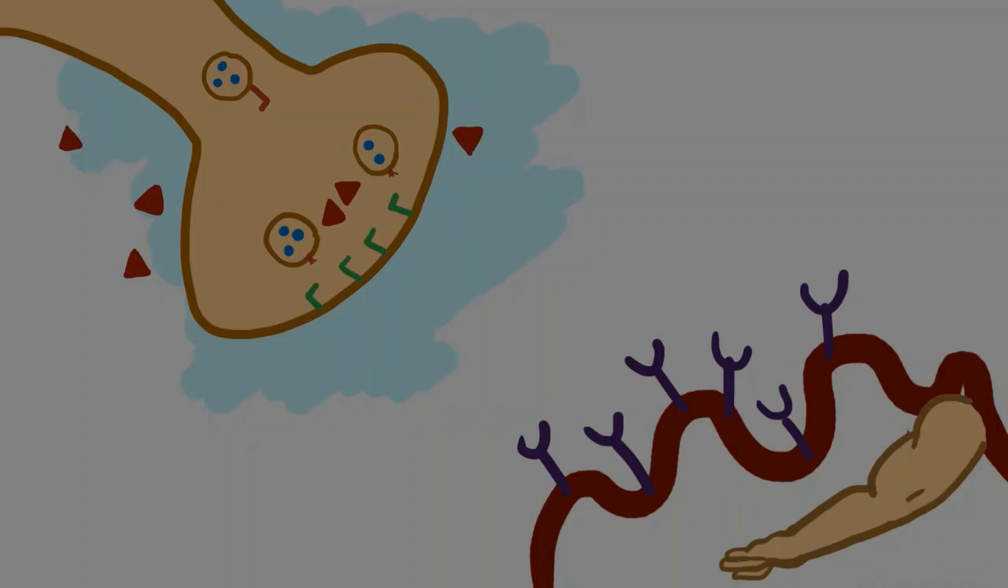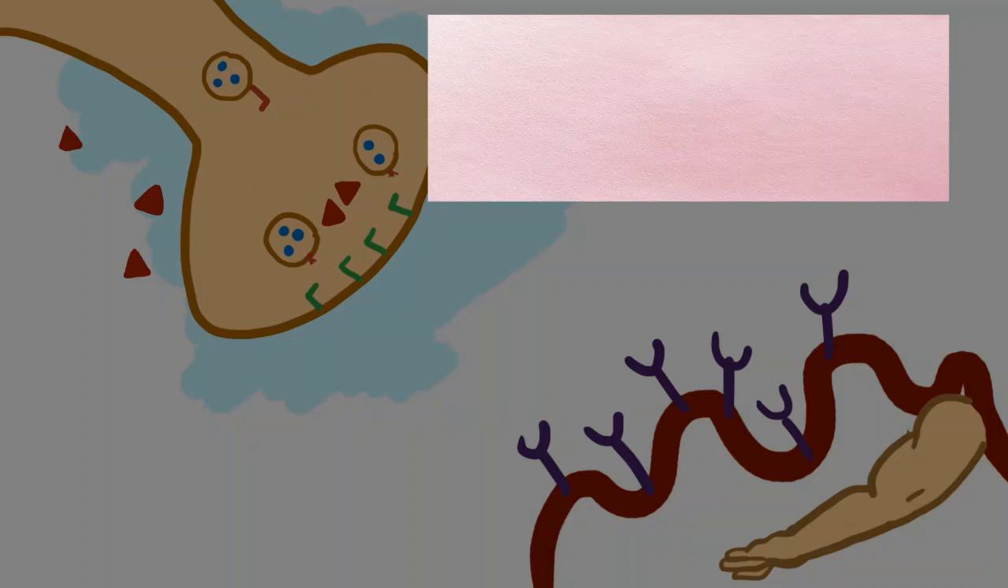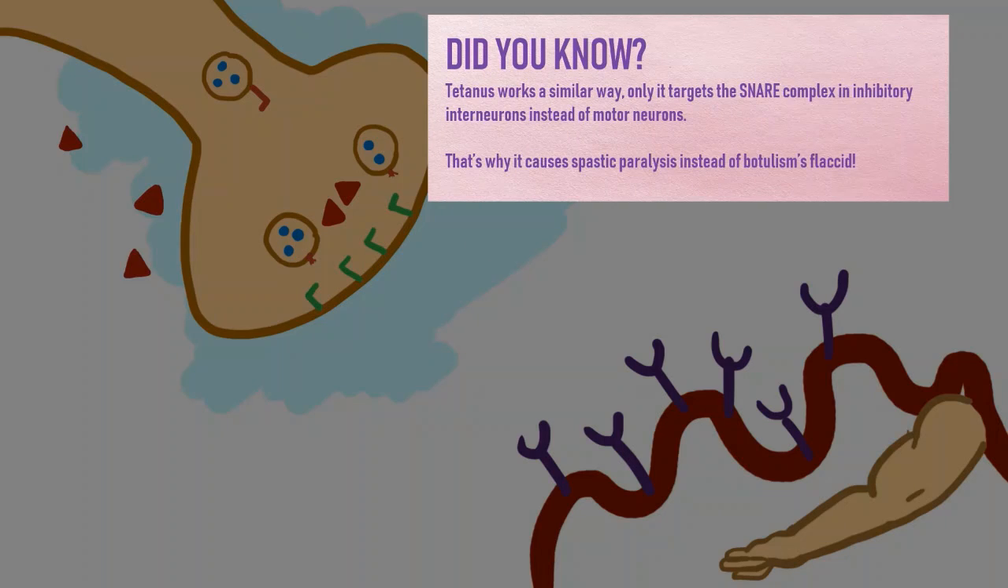Now it's time for a fun fact. Tetanus toxin works in a pretty similar way, only tetanus toxin targets the snare proteins on inhibitory interneurons instead of the motor neurons. That's why tetanus causes spastic paralysis instead of botulism's flaccid paralysis.